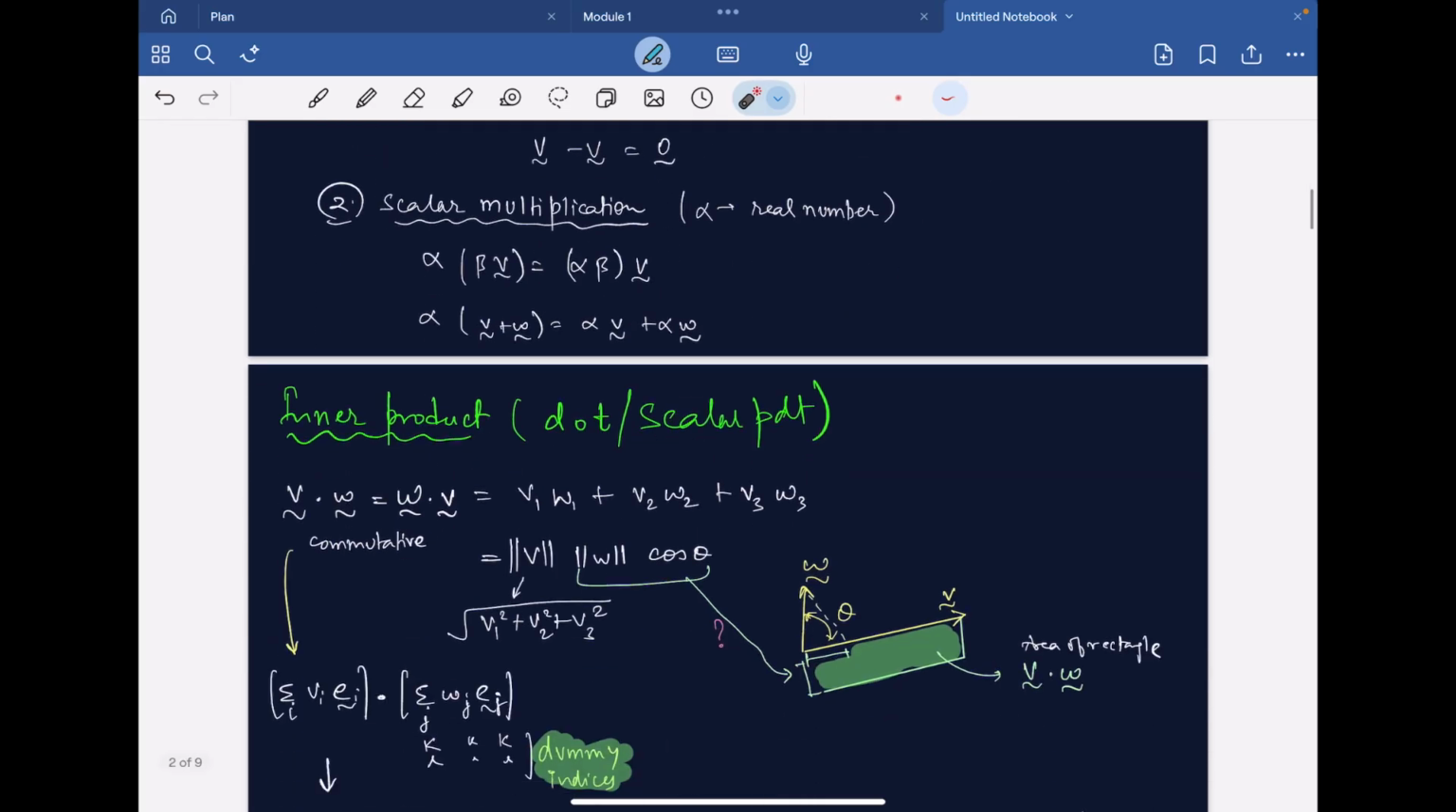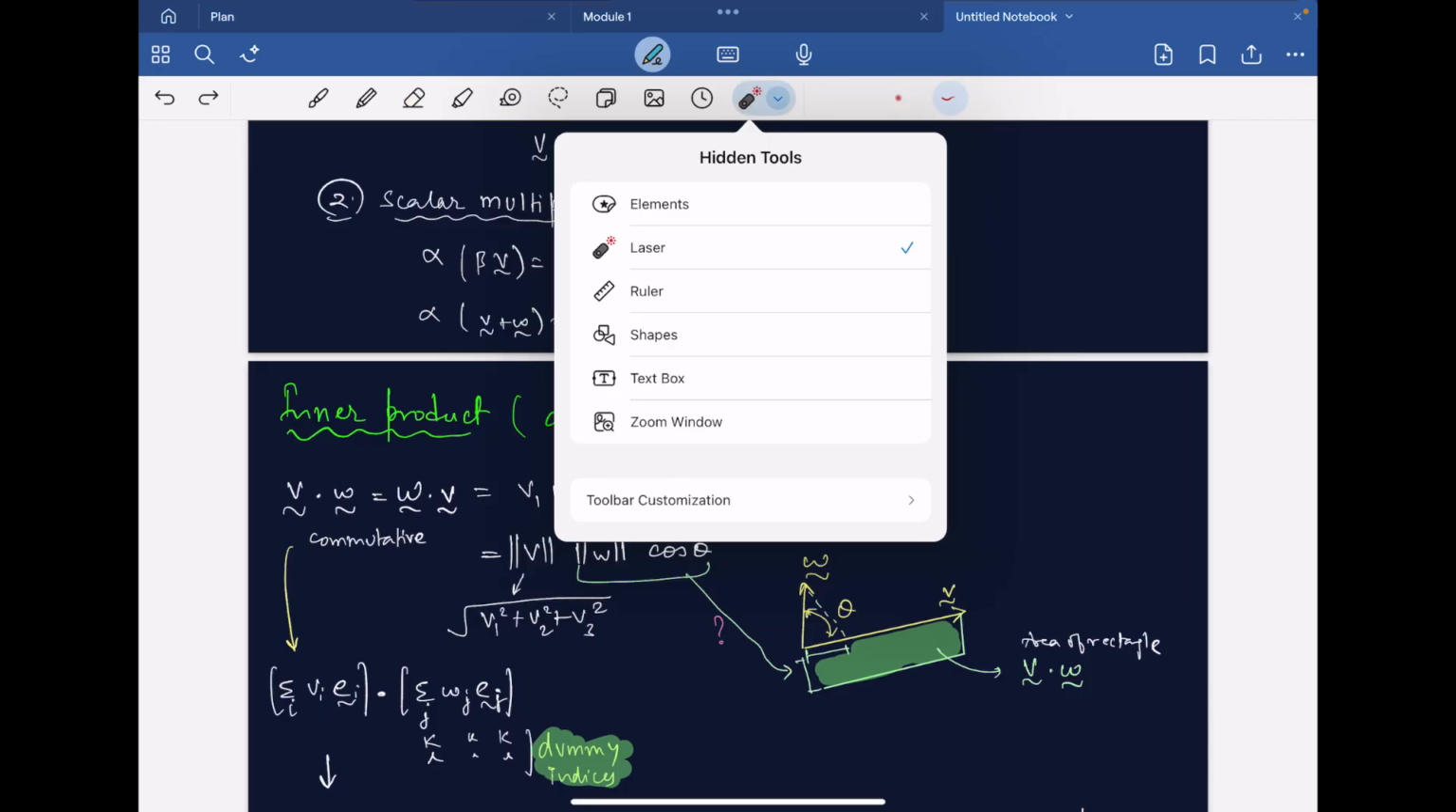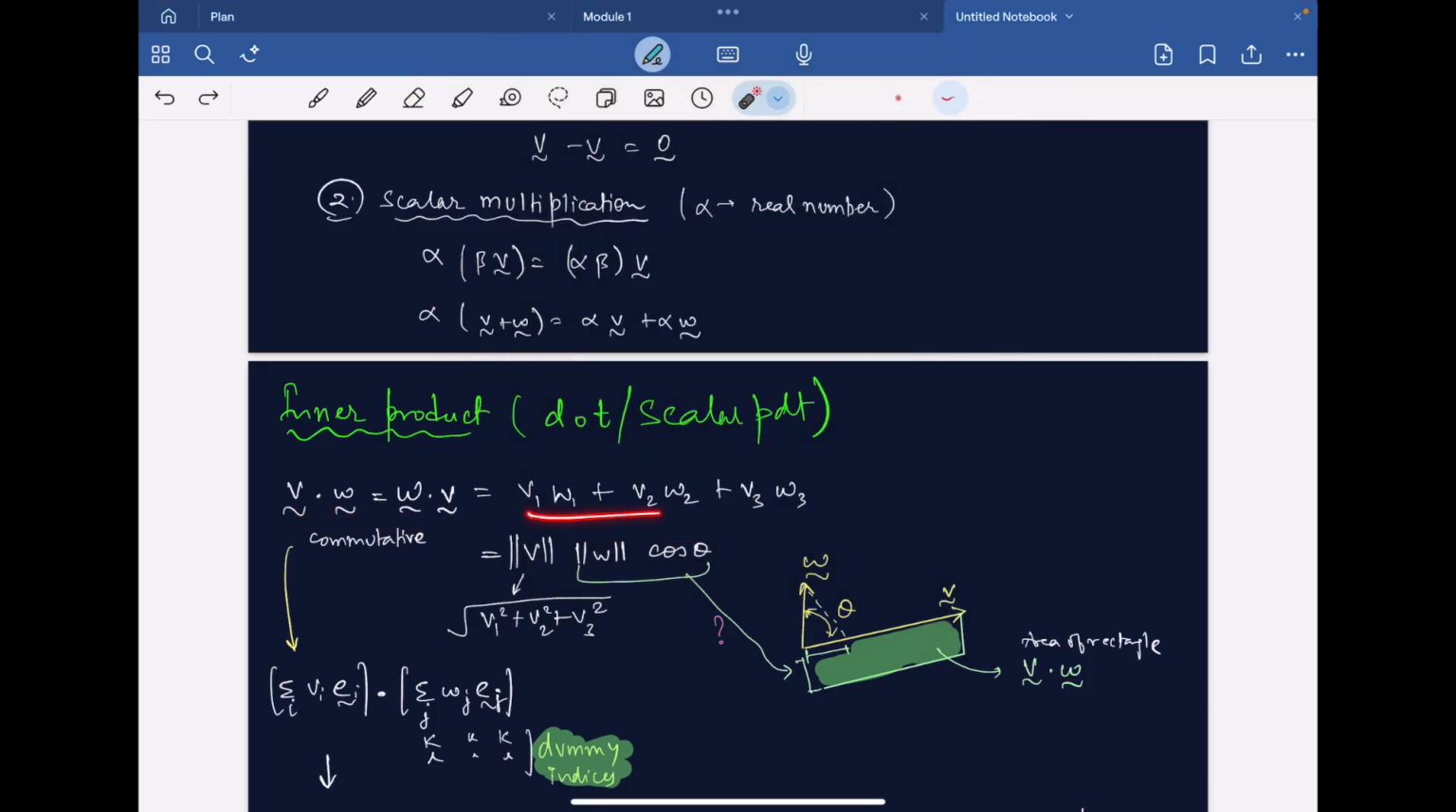Okay, let's come to the inner product. It's also known as the dot or scalar product because it yields a scalar quantity. Consider v and w as two vectors, and they are commutative. v dot w is equal to w dot v, because in the end what you get is a scalar. If you expand these, you can write it in the expanded form. Each element would multiply, so vx wx plus vy wy plus vz wz is what you will get.